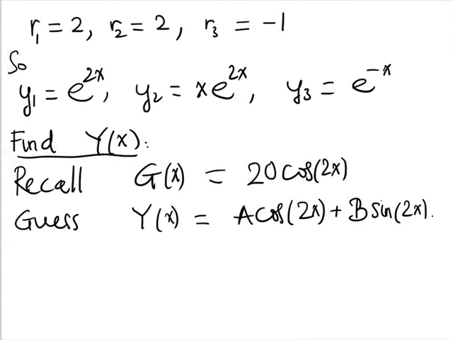And we need to know whether we need to modify or not. But by looking at the formula, we have A times cosine of 2x, and cosine of 2x is not y1, y2, or y3, and the same for sine of 2x. So we don't modify.